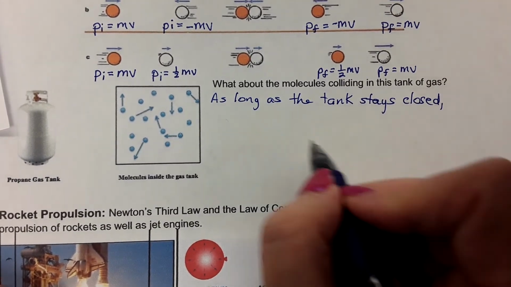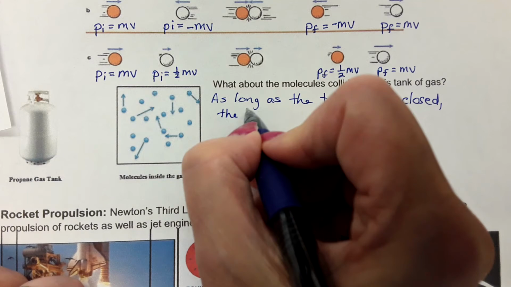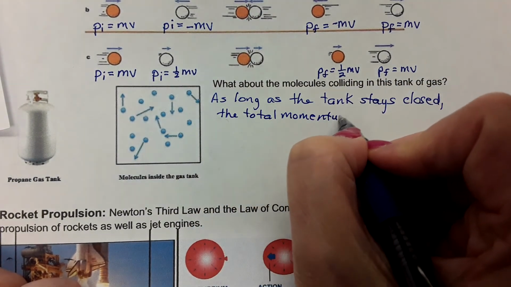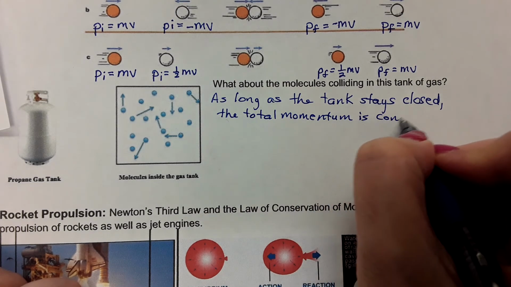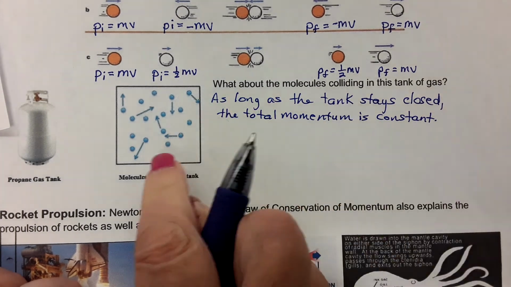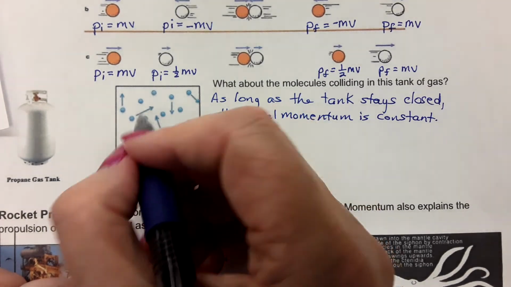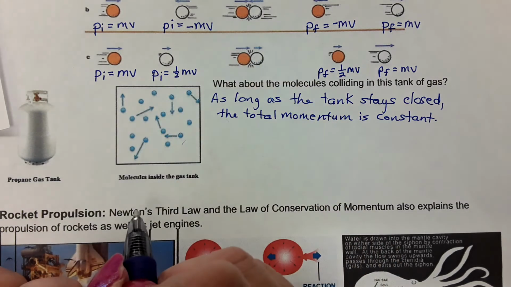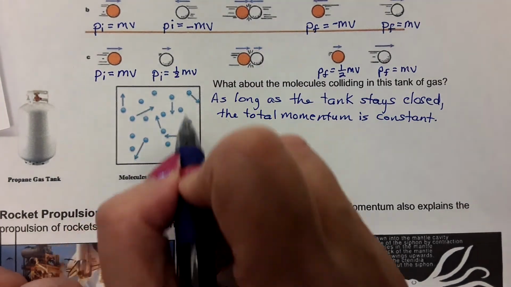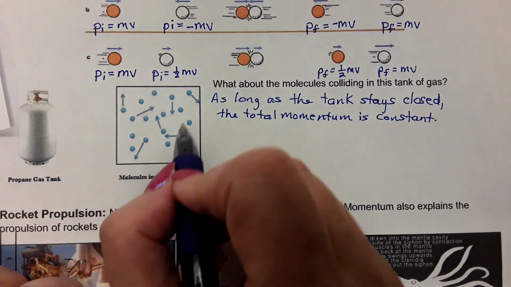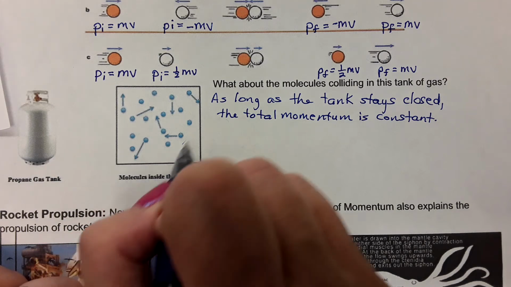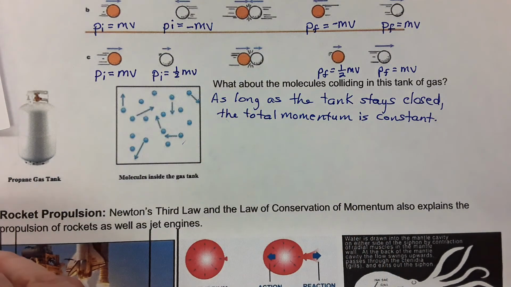As long as the tank stays closed, the total momentum is constant. If you could add up every one of those little momenta, say you've got 1, 2, 3, 4, 5, 6, 7, 8, 9, 10, 11, 12, 13, 14. Suppose you have 15 particles, okay? So you have 15 momenta to add together. Whatever the total is, as long as the tank stays closed, it's going to stay 15 units of momentum, okay?